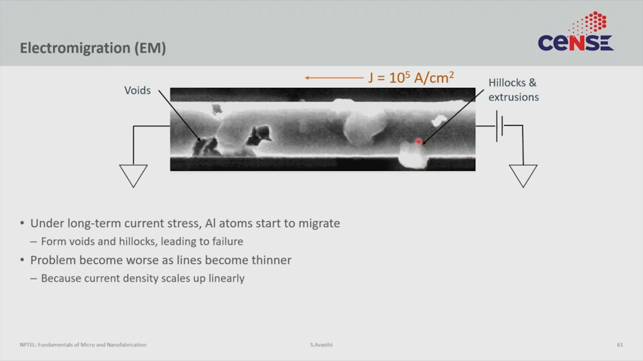So, there is some sort of mass transport happening, that as the current is flowing from right to left, the aluminum seems to be flowing from left to right at a very slow rate. The other observation was that this problem seems to become worse as the line becomes thinner, which obviously was happening as the devices were being scaled due to Moore's law.